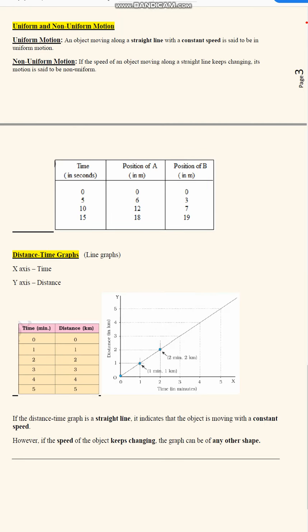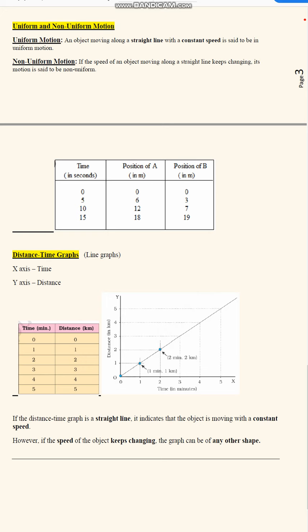The next topic is distance time graphs. Please note that the distance time graphs are line graphs. While drawing a distance time graph, we always plot time along x-axis. Since time is an independent quantity, it is to be taken along x-axis. Always we take the independent quantity along x-axis. And the other quantity, that is distance, that is the dependent quantity, it is taken along y-axis.